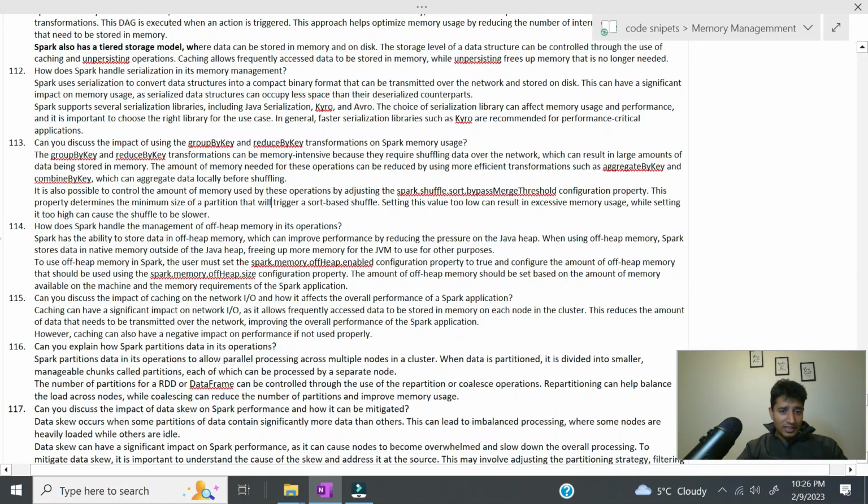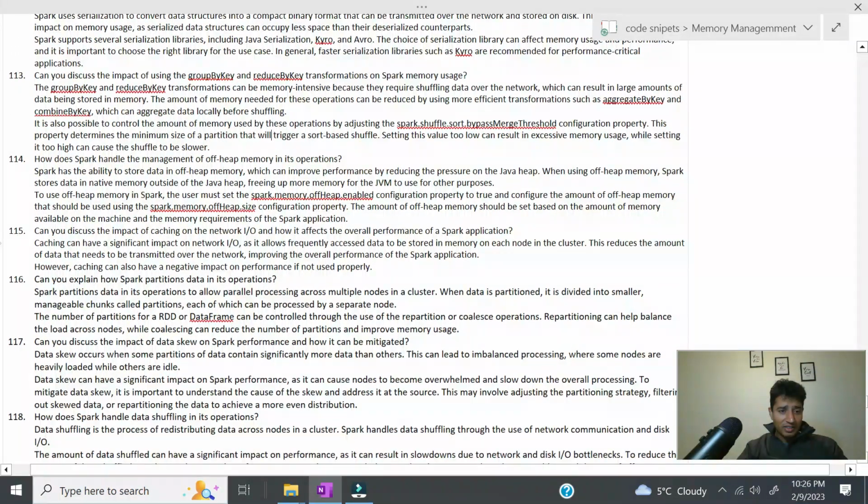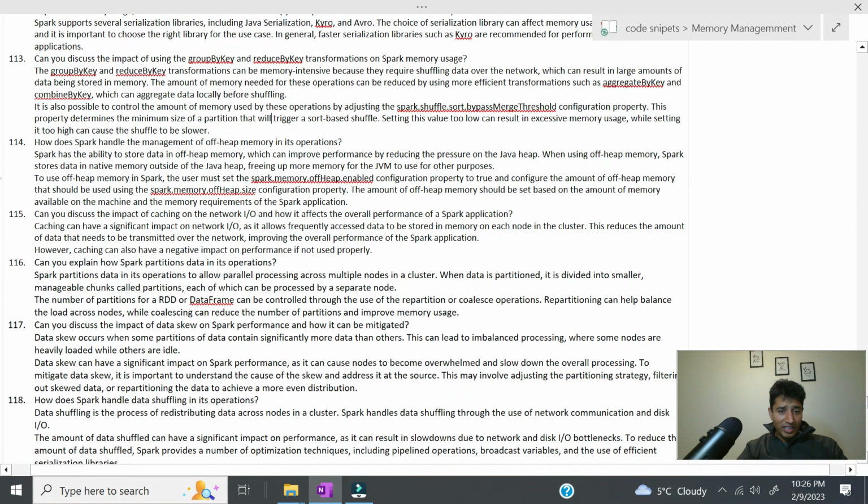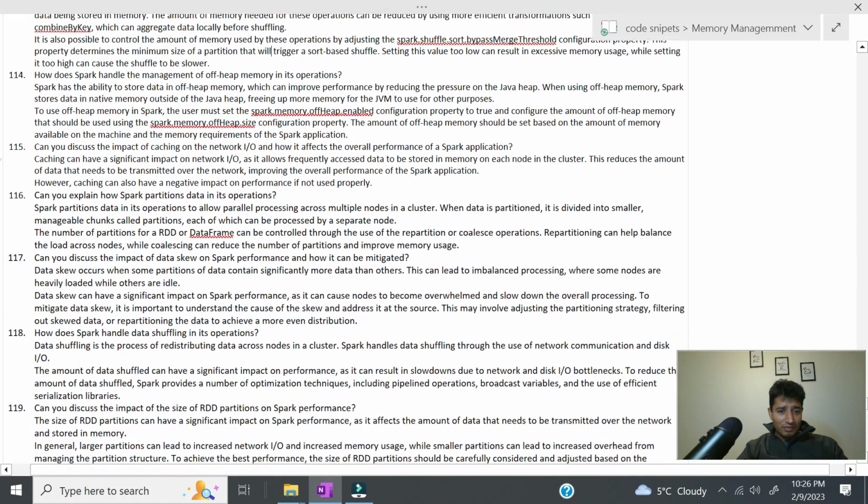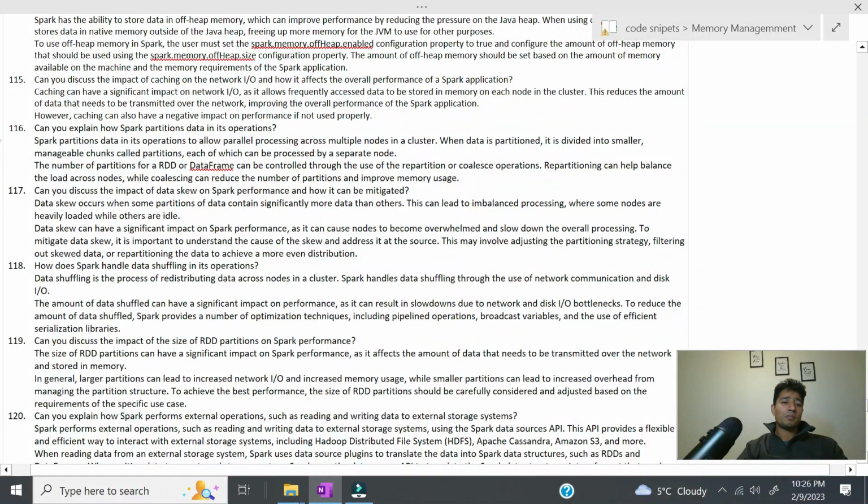Can you discuss the impact of groupByKey? We have covered it. How does Spark manage memory? We have covered it. Can you discuss the impact of caching? We have covered it. Can you explain how Spark partitions data in its operation? Okay, so Spark partitions data in its operation by allowing parallel processing across multiple nodes in the cluster. When data is partitioned, it is divided into smaller manageable chunks called partitions, and each of these can be processed on a separate node.